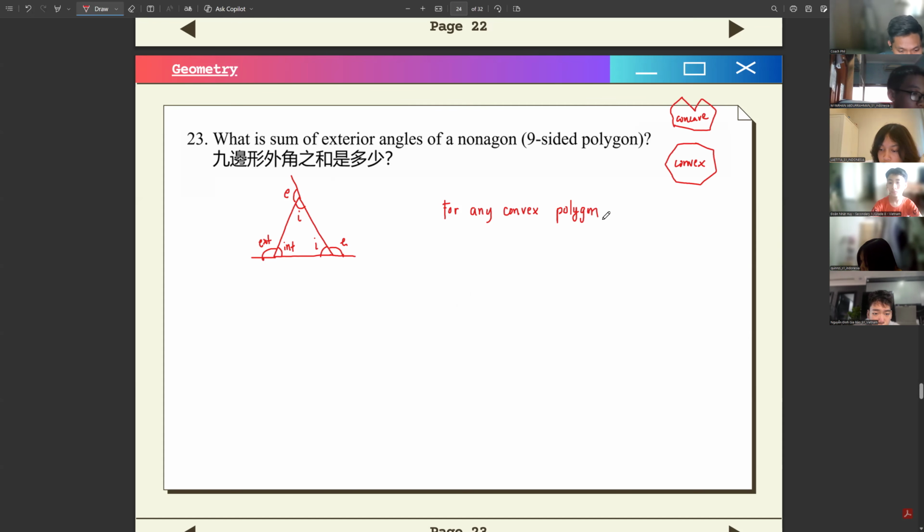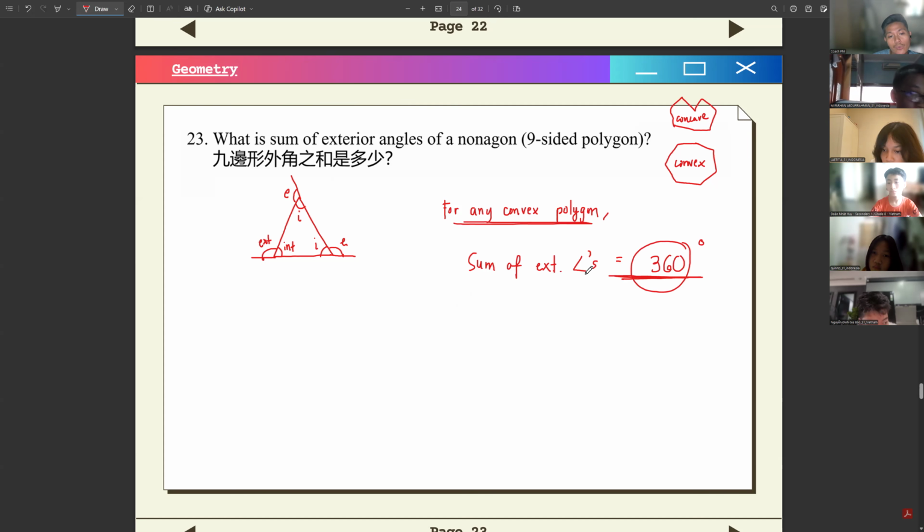So for any convex polygon, the sum of exterior angles is equal to 360 degrees. So this is actually already our answer. It does not matter how many sides we have. Okay, for any convex polygon, it's always that the sum of exterior angles is 360.